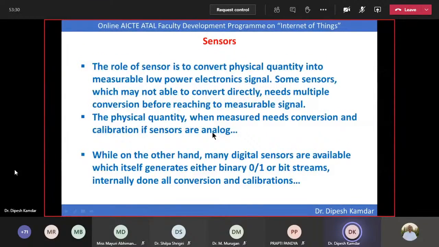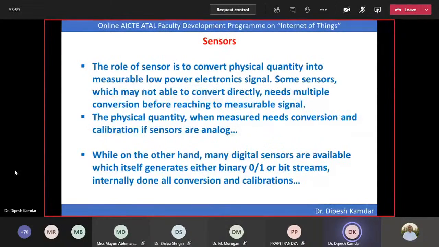For analog sensors, if it is linear, then calibration can be done easily. If the sensors are non-linear, then you need to take care by using lookup reference tables so that you can calibrate it accordingly. On the other hand, we might have digital sensors available, which themselves generate digital data.